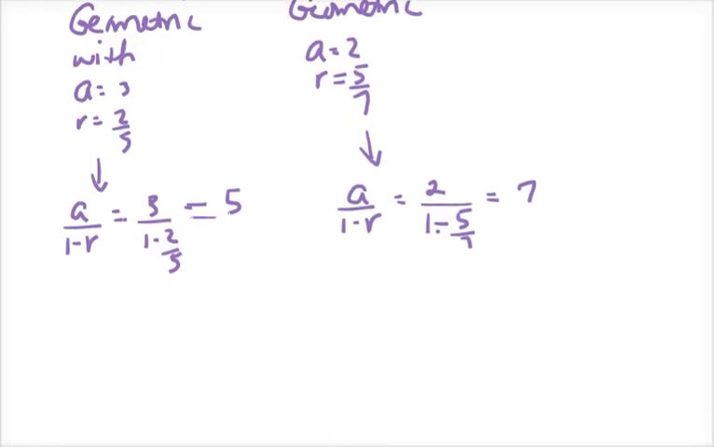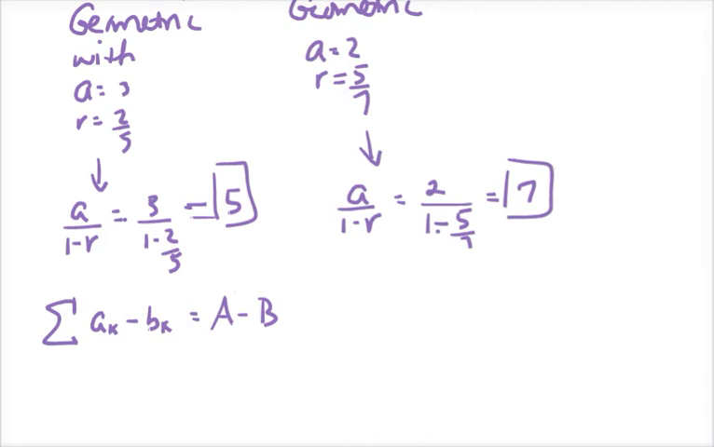So, using the properties of convergent series, and the one we're using is number 2. The sum of the AKs minus BKs is simply equal to A minus B. Here's A, here's B. So 5 minus 7 equals negative 2. And that's your answer, using the properties of convergent series.